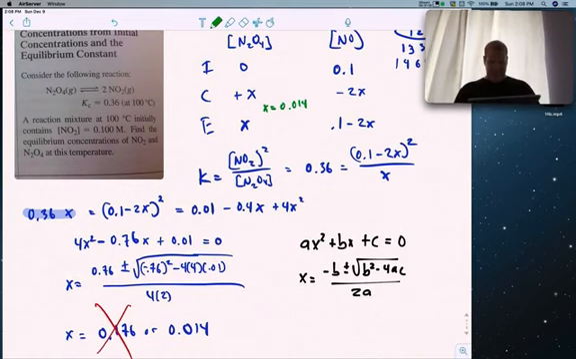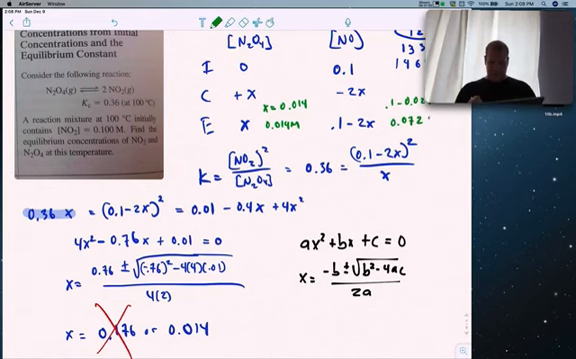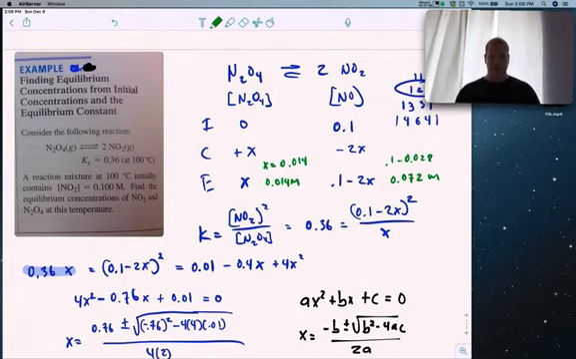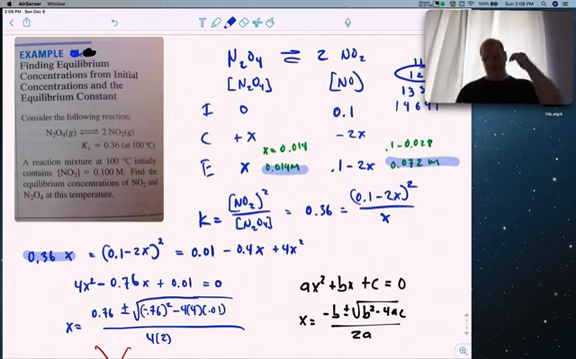0.014. That means that the N2O4 is going to be 0.014 molar, and NO2 is 0.1 minus 2x, so this is 0.1 minus 0.028, and that is going to be 0.072 molar. So there we have it, the equilibrium concentrations of those two using this. So let me recap this one. This one's a long one.